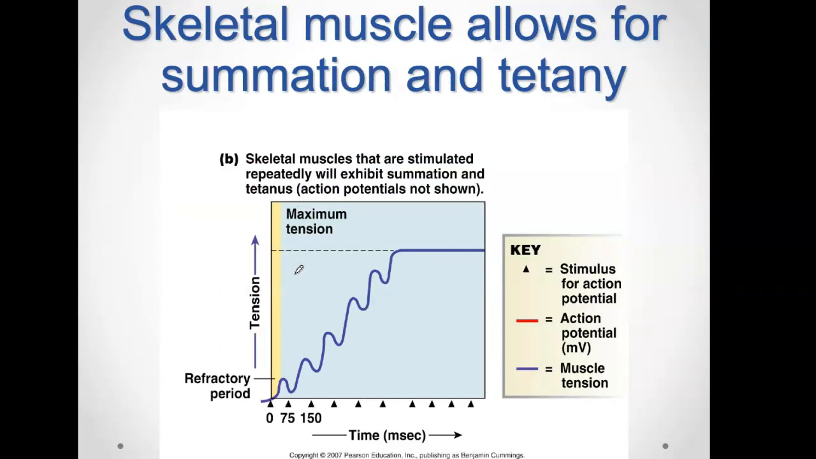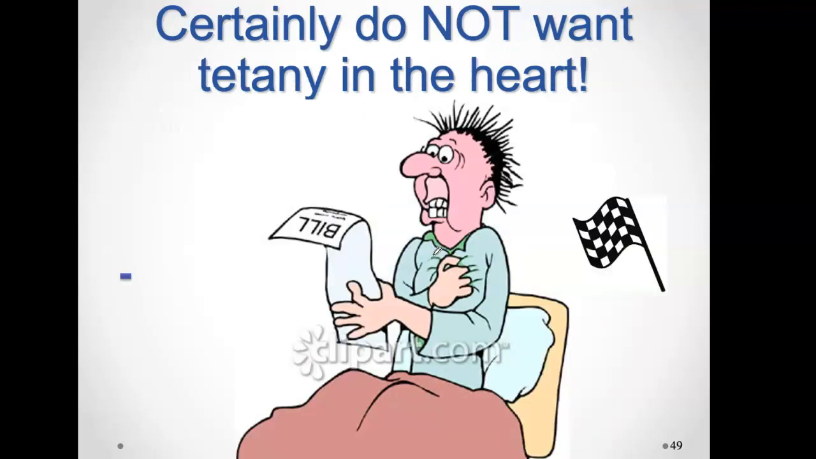Reminder slide, skeletal muscle allows for summation and tetany, whereas we had one and another, and it builds upon itself and it never relaxes, and you obtain maximum tension. We don't want maximum tension in the heart. We want it to relax so that we get our lub-dub, lub-dub, lub-dub. This is certainly what you don't want, is tetany in the heart. This poor guy's looking at his hospital bill.